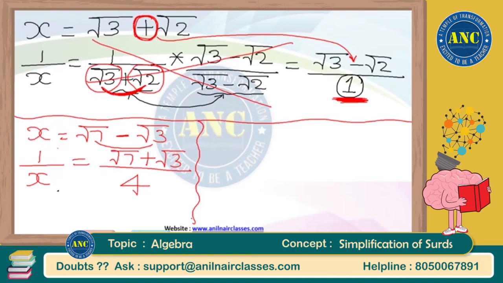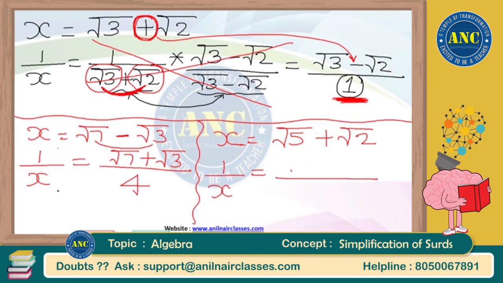I don't want you to complicate things and waste your time. Suppose, for example, one more final example in this particular logic. X is equal to root 5 plus root 2, for example. I want to find 1 by x. So numerator will be root 5 minus root 2 for sure. Denominator is 5 minus 2, which is 3. Simple, sir. Don't waste your time and do all those unnecessary extra steps. That time will be very, very important in your examination hall. I hope the idea is very clear for you people.